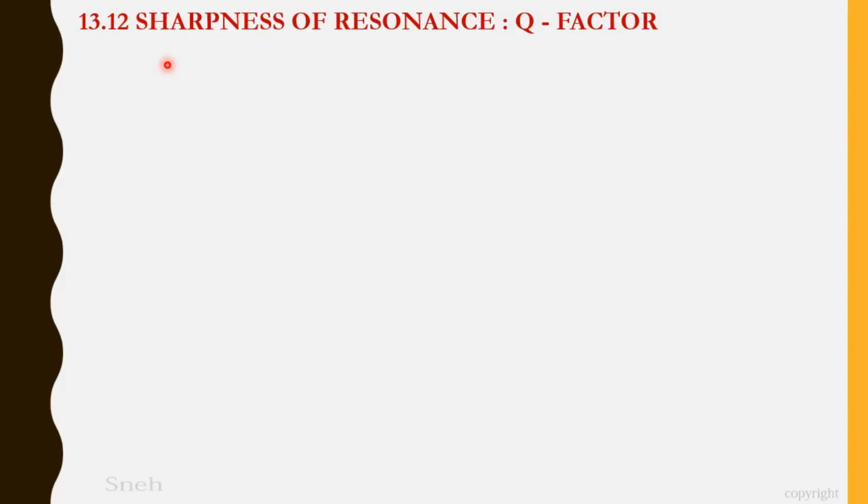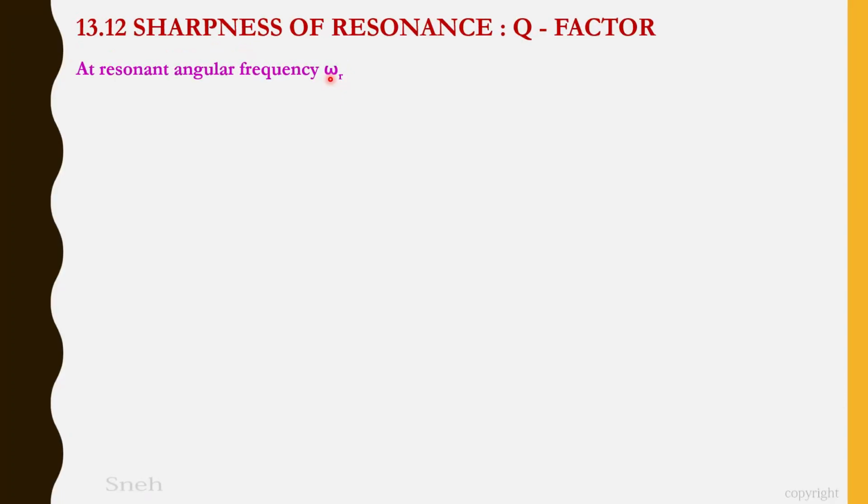In that we have seen that at resonant frequency omega r, the circuit is said to be a resonant circuit. What is this resonant frequency? Which frequency do we call the resonant frequency? Actually, when we talk about resonant frequency, we consider it as fr, but here it is the angular resonant frequency, which is given by omega r. And we say that at omega r, inductive reactance is equal to capacitive reactance.